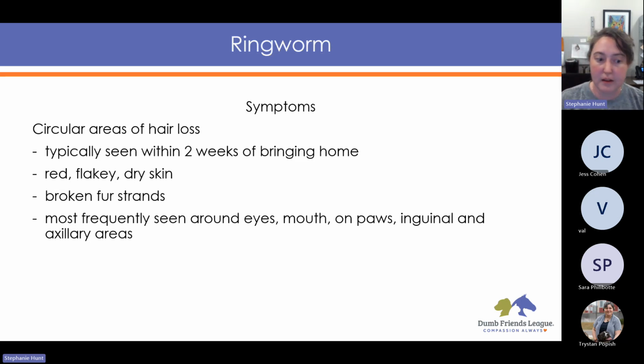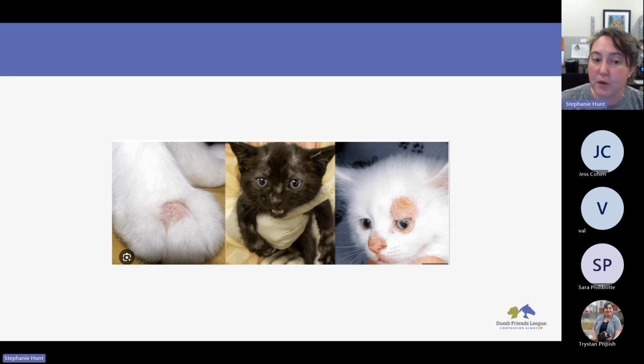I've got a couple of good pictures of ringworm where you can see kind of red skin, dry and flaky skin. It looks bald. The hair coat looks kind of patchy.